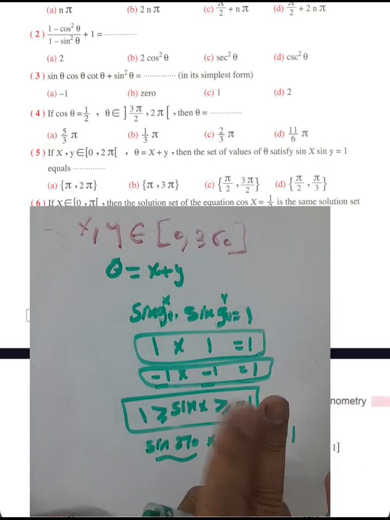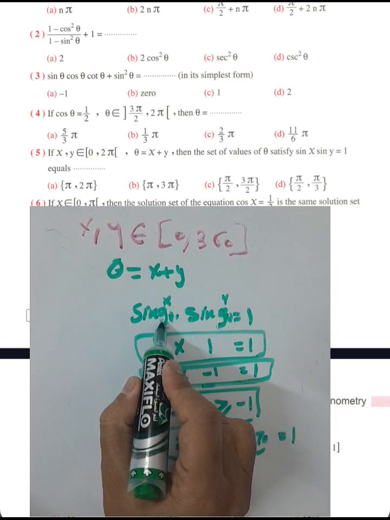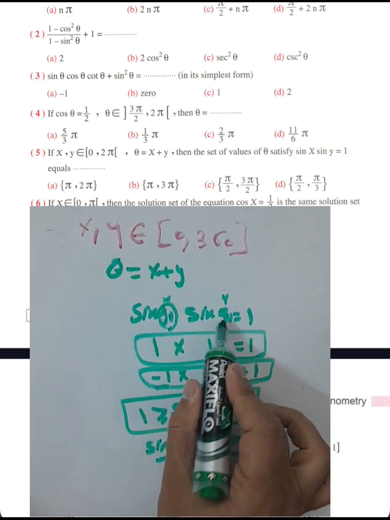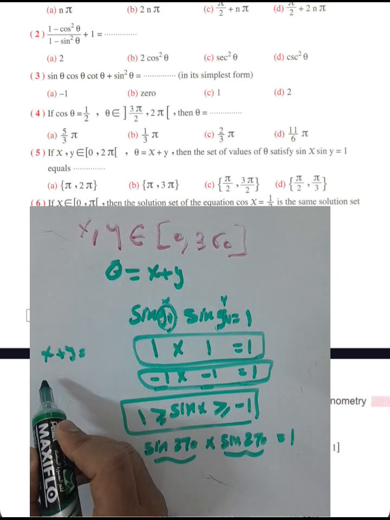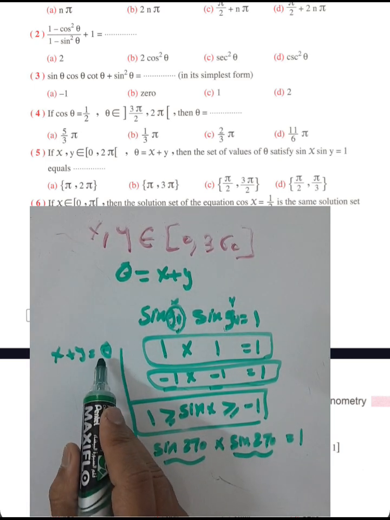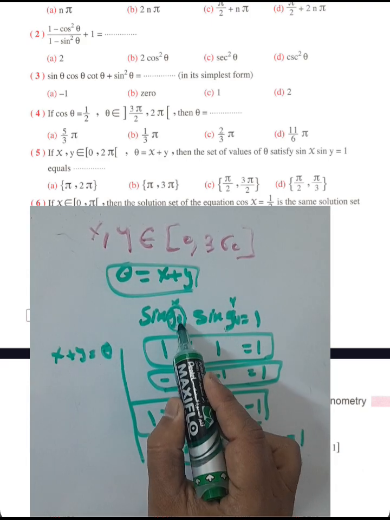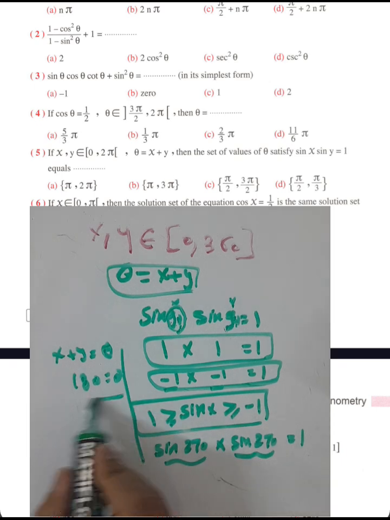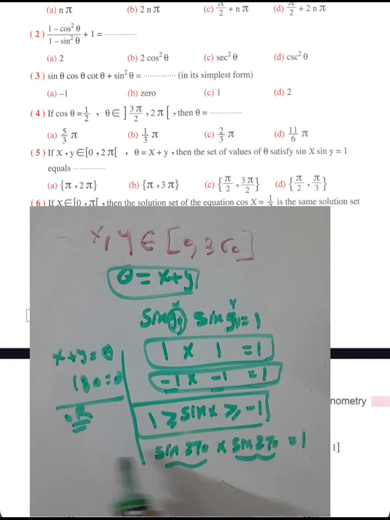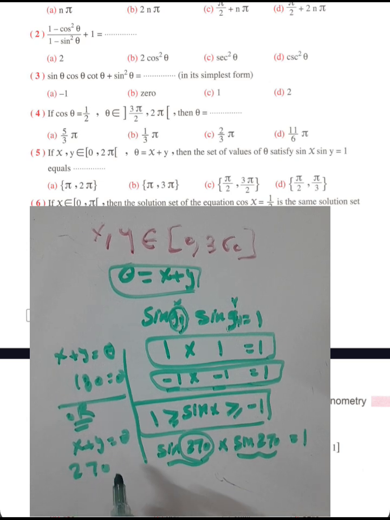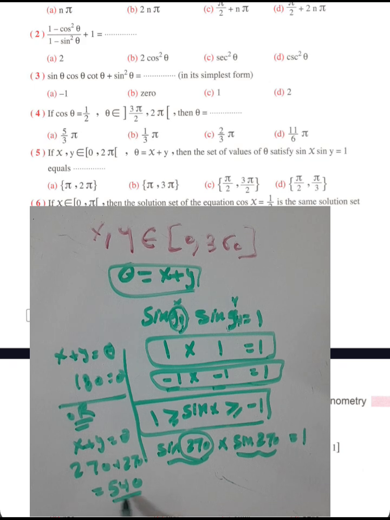Then we have two results. First result, x and y are 90 and 90. We want the sum of x plus y, because theta equals x plus y. Adding 90 plus 90 equals 180. That's the first solution. Or x plus y equals theta, where x is 270 and y is 270, so it will be 540. Then we have two solutions.